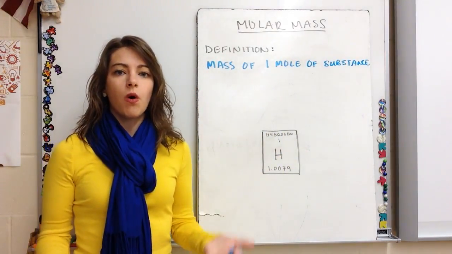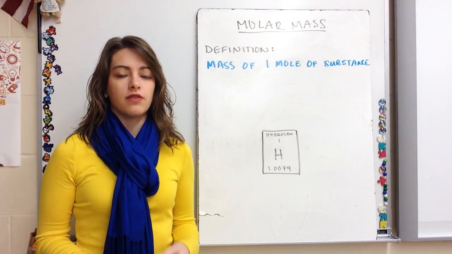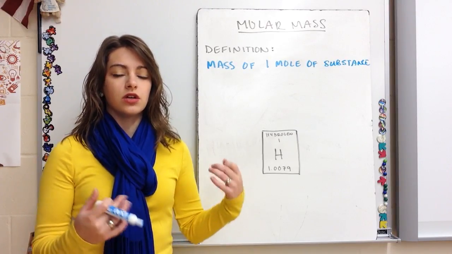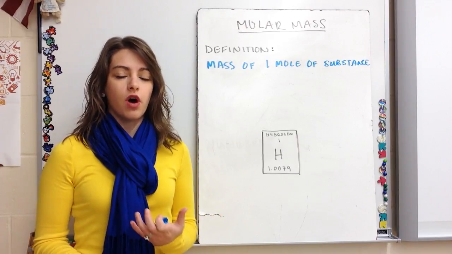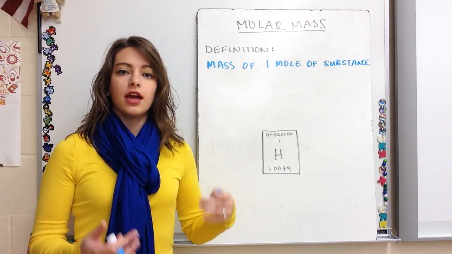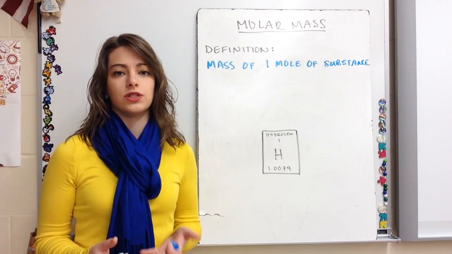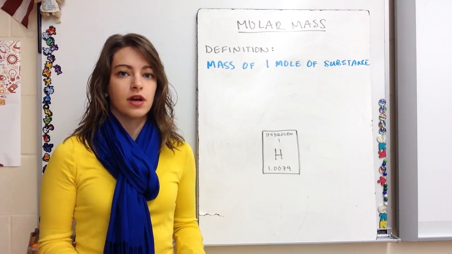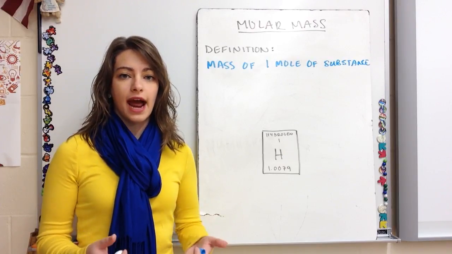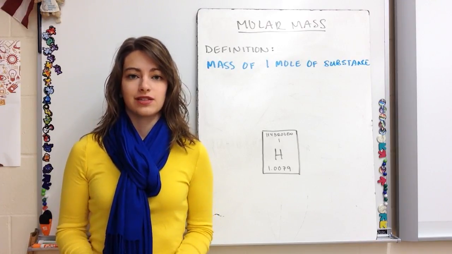So remember, a mole is 6.022 times 10 to the 23rd particles. So if it's a compound, like water, so water is H2O, so it has 2 hydrogens and an oxygen. A mole of water would have 6.022 times 10 to the 23rd water molecules. If we're looking at an element like carbon, a mole of carbon would be 6.022 times 10 to the 23rd carbon atoms. So a mole is always the same number of stuff. So when we look at molar mass, we're looking at if we have 1 mole of that substance, what is its mass going to be?